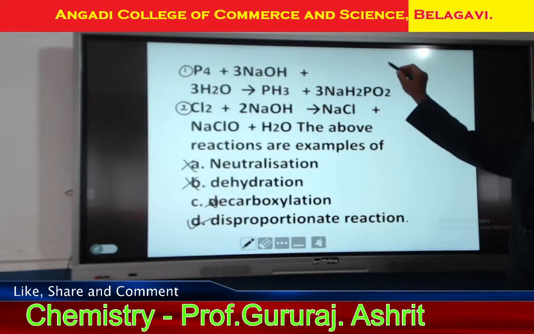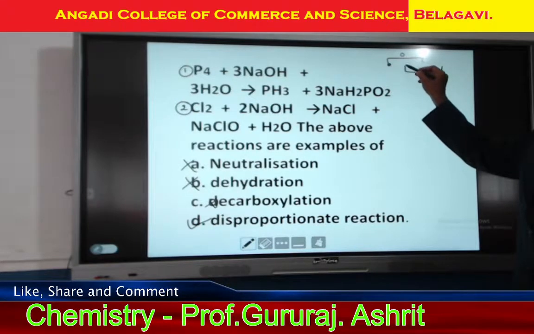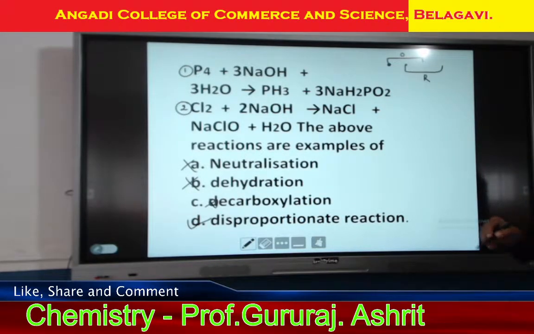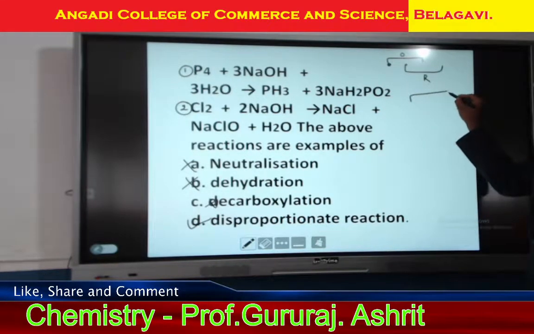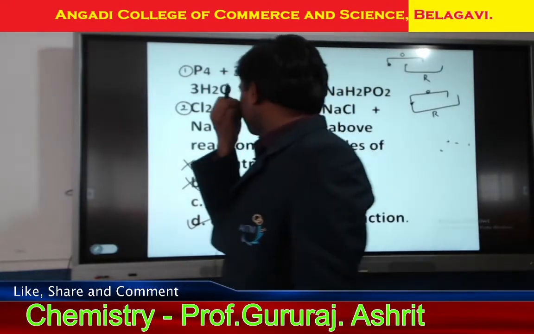For example, in all the reactions, we will be writing like this, oxidation, reduction. It means this element is different, this element is different. But in a disproportionation reaction, we will write the reaction like this. It means this one only underwent oxidation, this one only underwent reduction. How has it been done here?